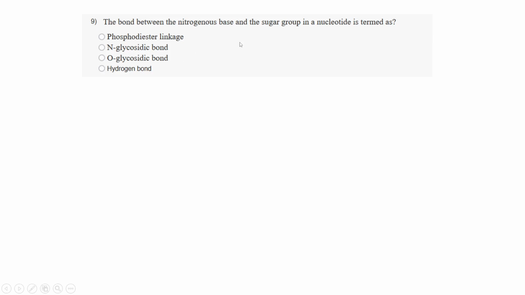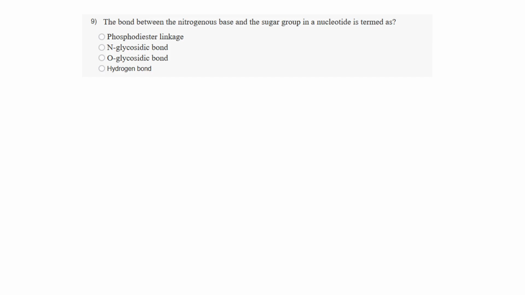Last is the bond between the nitrogen base and the sugar group in a nucleotide, which is termed as... Option B, phosphodiester. Option A, phosphodiester linkage. Option B, N-glycosidic bond. Phosphodiester linkage. It is the nitrogen base and the sugar group.